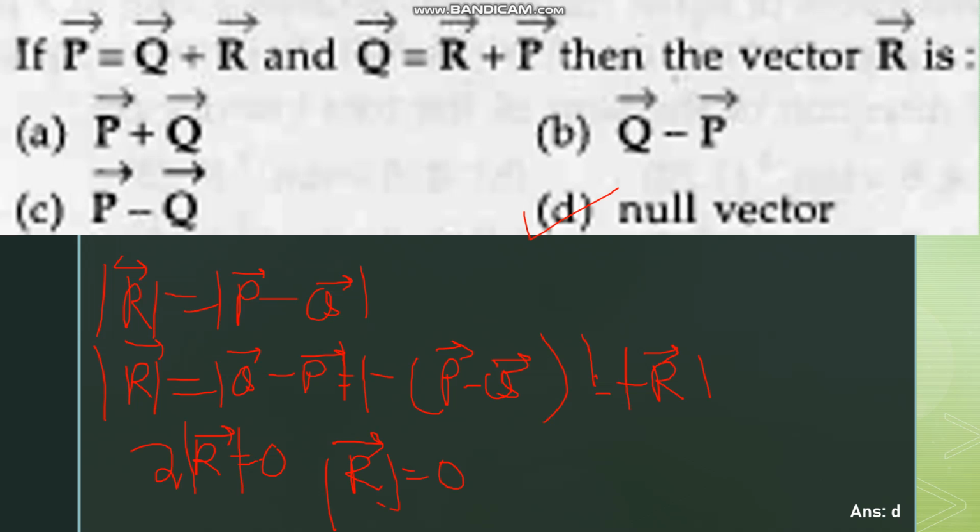And we can also judge by the options that R vector can never be equal to P vector plus Q vector. It's always P vector minus Q vector or Q vector minus P vector. But both these options are there, so we can understand that both are not the correct answer, because it is a single correct type question and two answers can't be. This is a way to check the options.